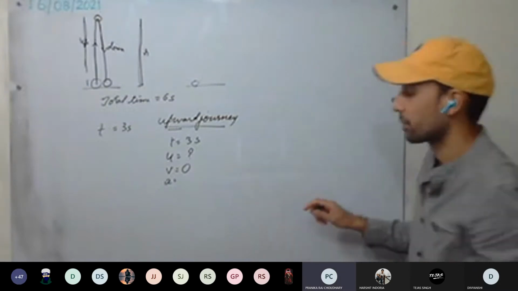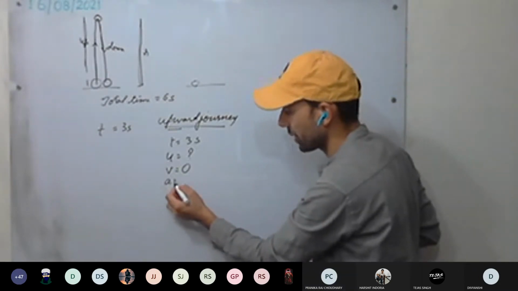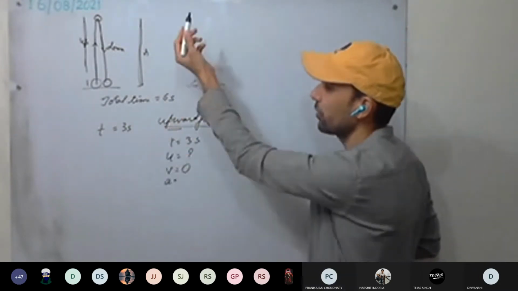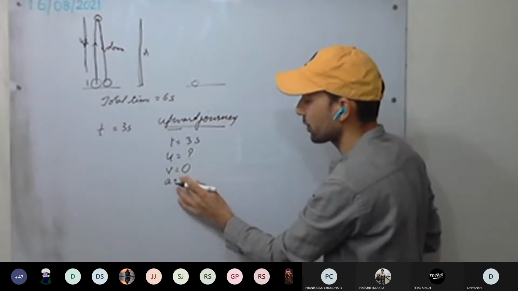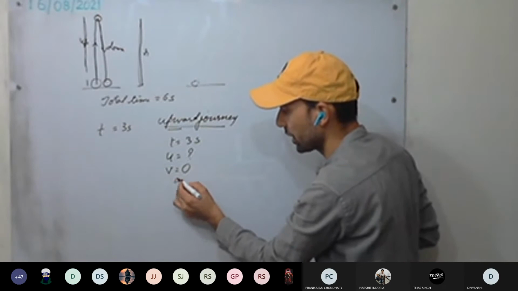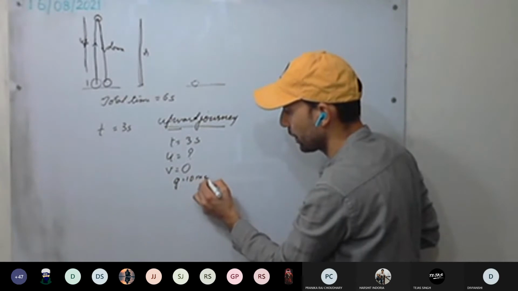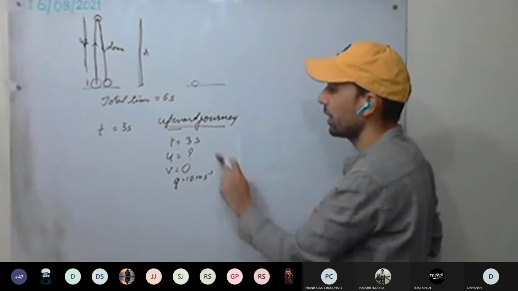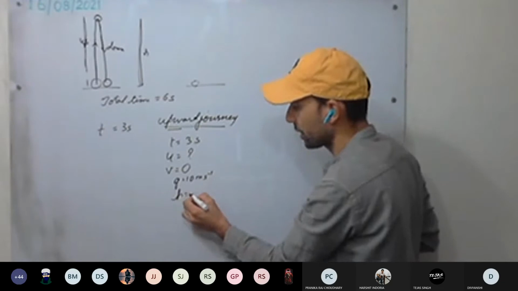Okay, that will be there. But here we have to write it is going upward journey, so it will be -10. Forget about this for the time being. Acceleration is nothing but g. Okay, we have the g. g equal to 10 meter per second squared, we thought. We have to calculate height.